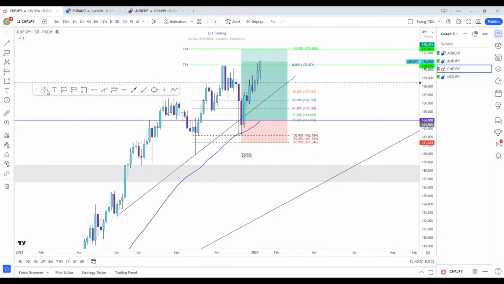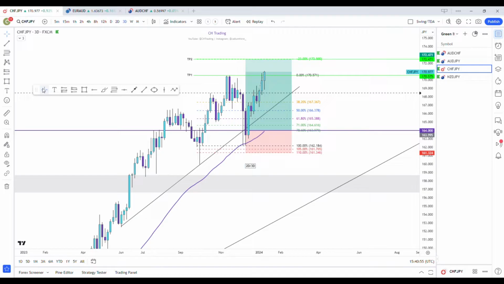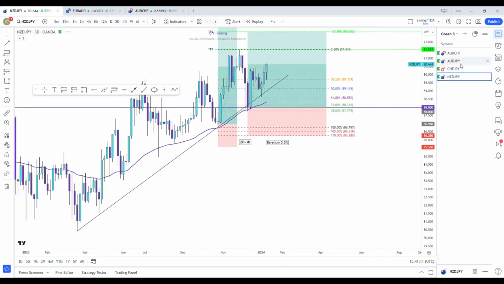Simply enough, I only use a limited amount of tools. So that is the crosshairs that I use. I've already explained they're pretty nice to just line up highs and lows when you're plotting stuff. Text, I use quite a decent bit just to tell myself what time frame my analysis is on, and then as well, any notations that I want to leave myself.